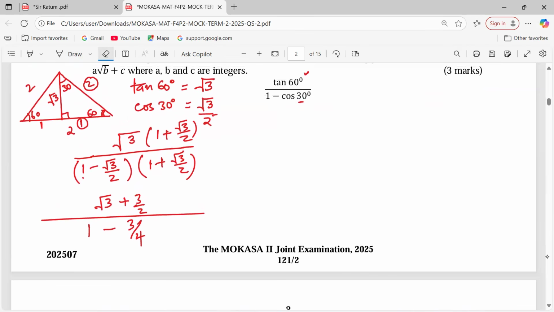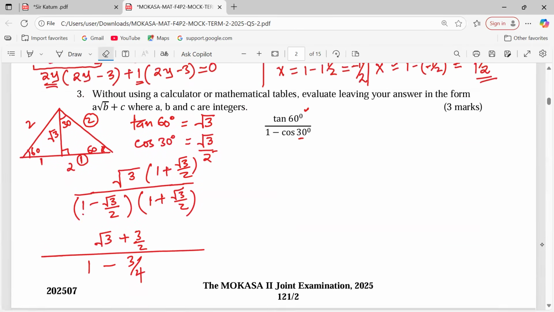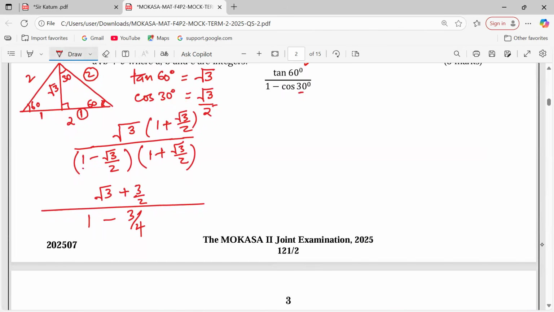Okay, now we can proceed. Remember, on the denominator now, we can subtract. That process is called rationalization. Rationalization is ensuring that at the denominator we have a rational number. Anyway, it has already become a quarter now after subtracting. So we are having the root of 3 plus 3 over 2. Then now we are dividing by a quarter.